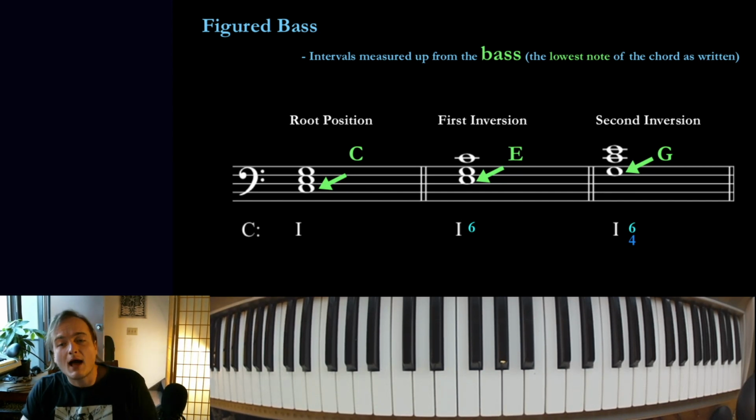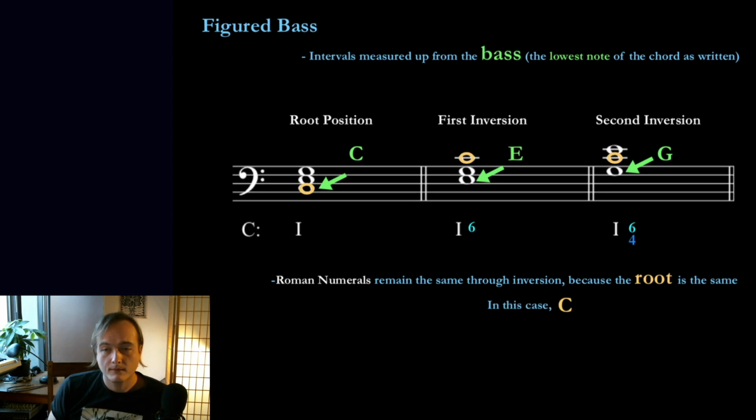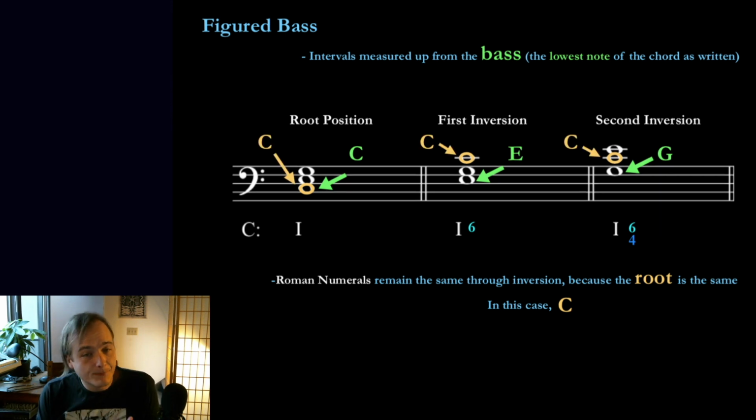But I want to double reinforce here. You can see that the root remains C the whole time. And this is a really important thing, actually, that these are just transformations of the same chord. They're just rotations or inversions of the one chord. The root is the same there, in this case C, as you can see in gold, in each inversion. Note that it's not always in the bass.